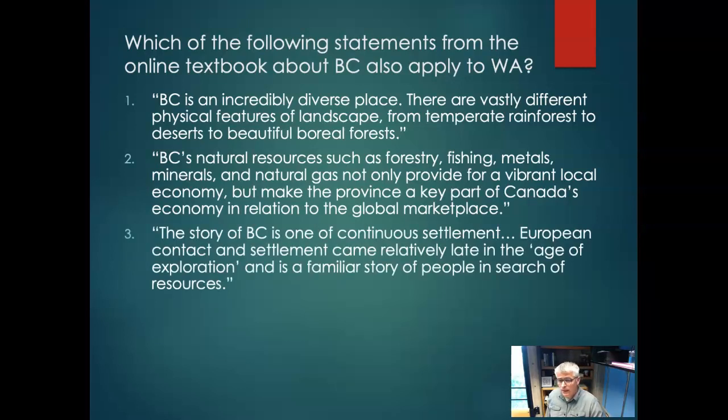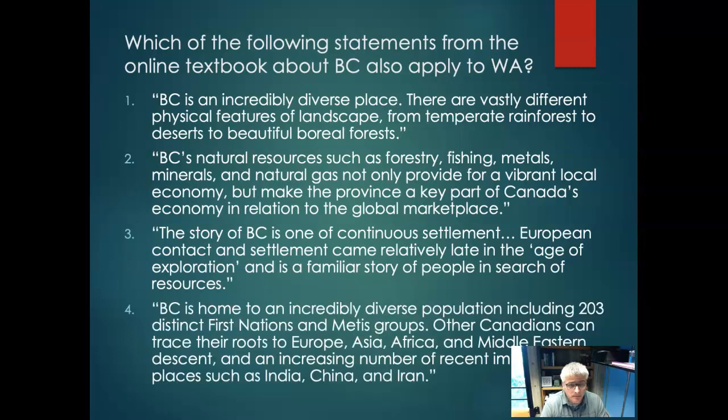The third is the story of BC is one of continuous settlement. European contact and settlement came relatively late in the age of exploration, and is the familiar story of people in search of resources. And the fourth is BC is home to an incredibly diverse population, including 203 distinct First Nations and Métis groups. Other Canadians can trace their roots to Europe, Asia, Africa, Middle Eastern descent, an increasing number of recent immigrants from places such as India, China, and Iran.